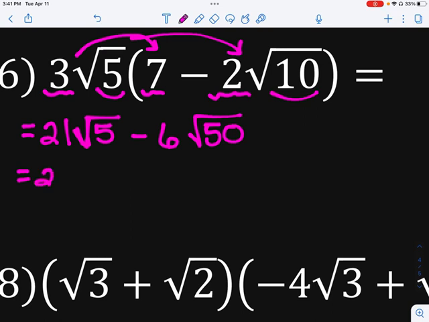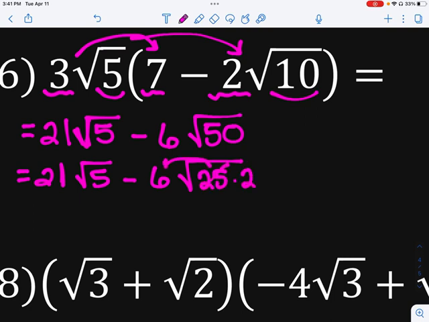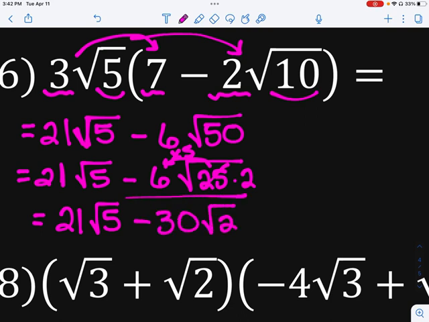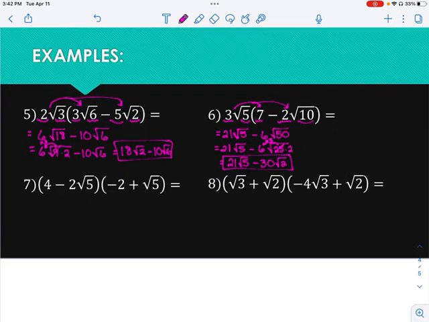So I have 21 square root of 5, can't be simplified any further, minus 6, and remember 50 has a 25 times a 2, so that's going to bring a 5 out. The square root of 25 is 5, so we would end up with 21 square root of 5 minus 30 square root of 2. And that would be our final answer.